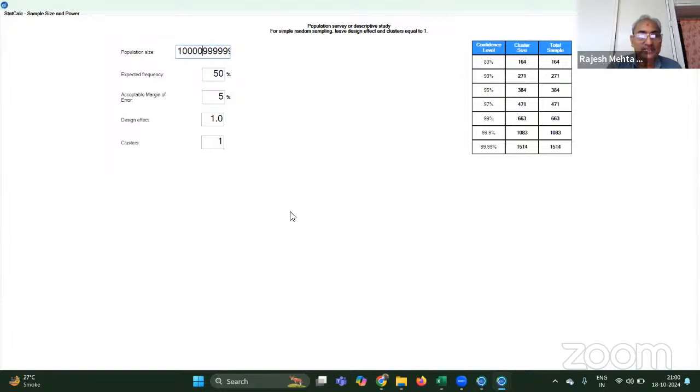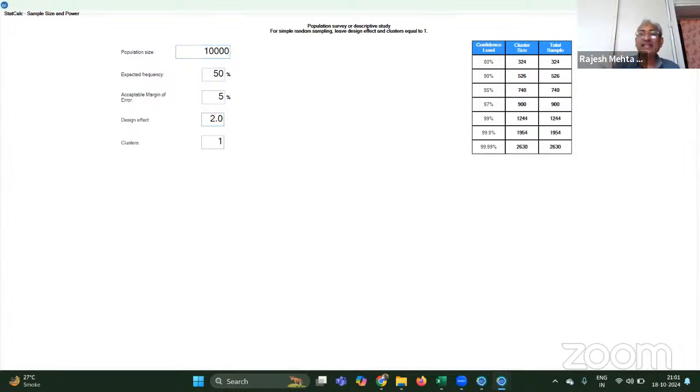Your population is 10,000. You don't know your expected frequency, how many are sick, how many are not sick. Take it as 50%. Margin of error 5%, that's 0.05. Now the design effect, remember, this design effect, when you are going to do, for example, first a state and then within a state, a district, within district, a taluka, if you go like this, or if you take a stratified sampling, so either you do stratification or you go for multi-step technique, then design effect will be there.